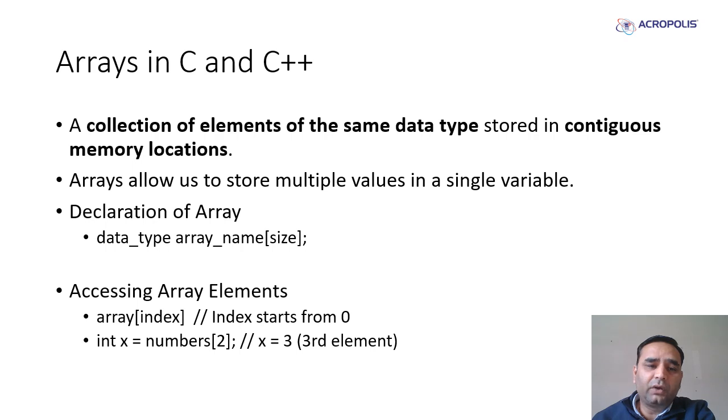Then arrays. So what are arrays? An array is a collection of elements of the same data type. Whenever we have multiple values of the same type, instead of declaring variables multiple times, we can use arrays. Okay. So an array allows us to store multiple values in a single variable so that we can access them properly.